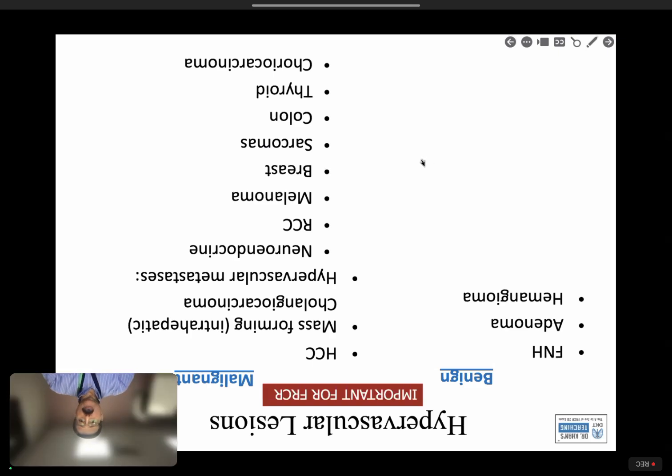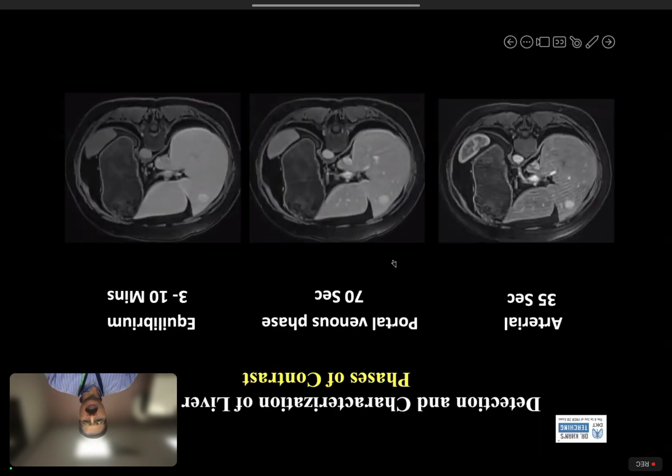Now, hypervascular focal lesions in the liver are very important for your exam. Of course, the world is more complex than what is on this slide, but just remember what is here, and you cannot go wrong with this. It can be benign and it can be malignant. Benign: FNH, adenoma, hemangioma. Malignant: HCC, mass forming or intrahepatic cholangiocarcinoma, and hypervascular metastasis. Please remember that one of the key concepts is washout.